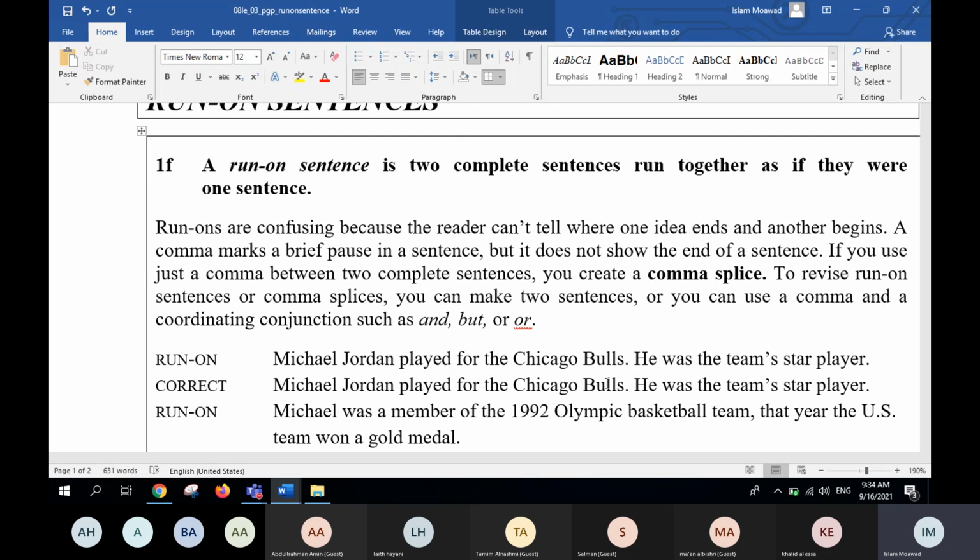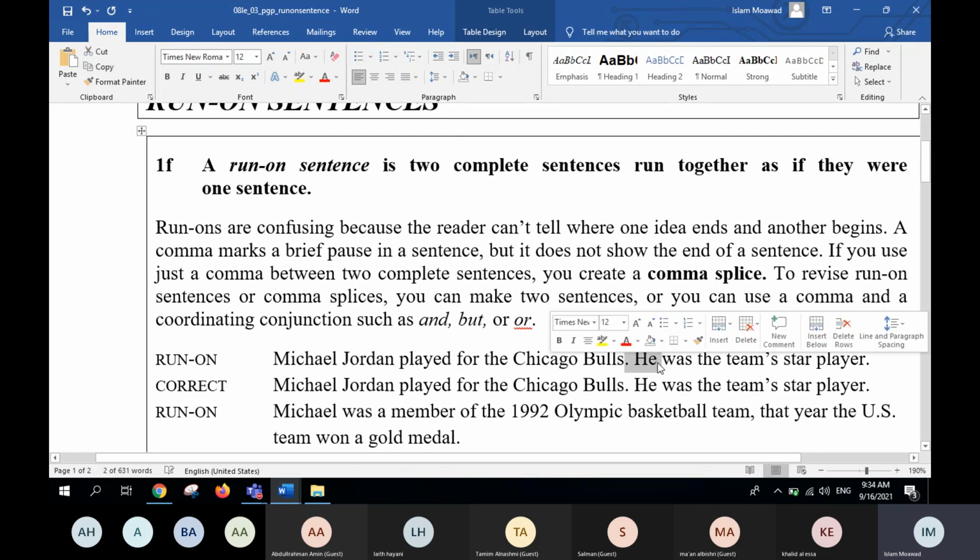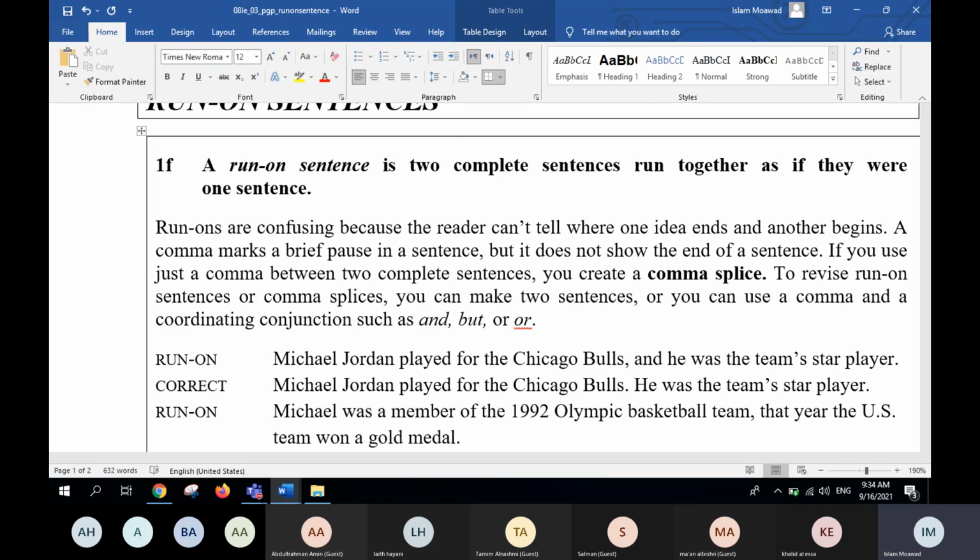Another way, I can connect them using comma and. You can say, Michael Jordan played for the Chicago Bulls, and I can say, comma, and he was the team's star player. So that's how we solve the run-on sentence. We need to separate them. If you have two sentences running together, this is grammatically not correct. So we need to separate them by using a full stop or comma and a conjunction like and.